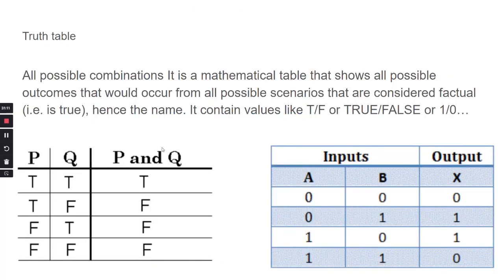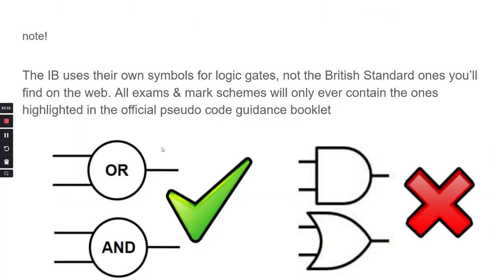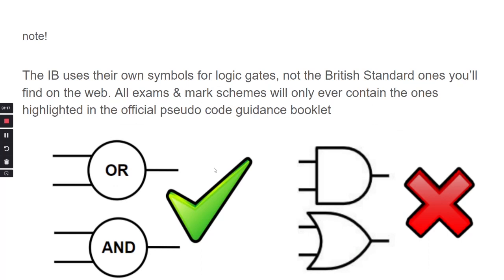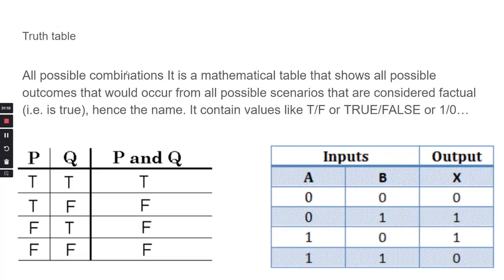This is what is called a truth table, what we saw over here. Input, output, input, output, input, output. This is called a truth table. All possible combinations. It is a mathematical table that shows all possible outcomes that could occur from the scenario. So true, false, input, output, 1, 0. Thank you.